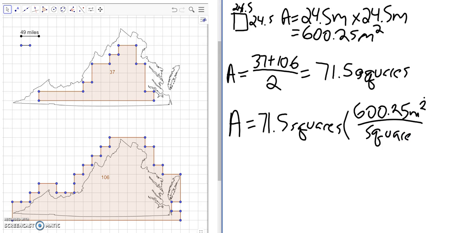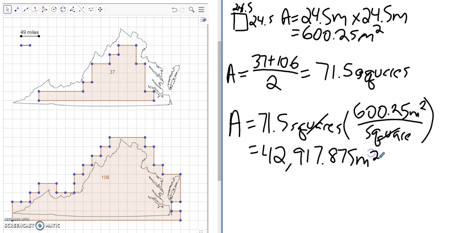So I first figure out what's my average number of squares, and then I can multiply by what's the actual value of each square. And when I do that, I get an estimated square mileage for Virginia to be 42,917 and 875 thousandths square miles.